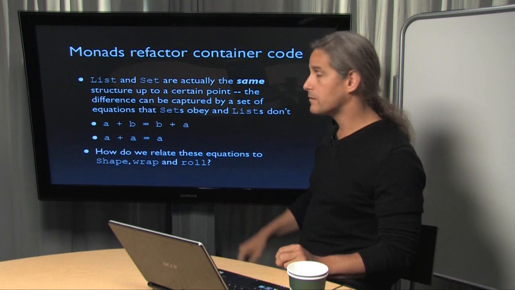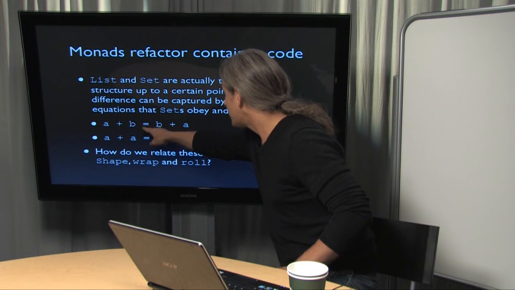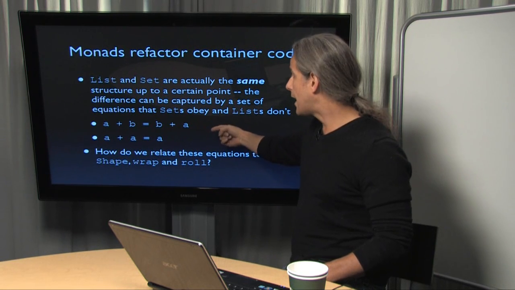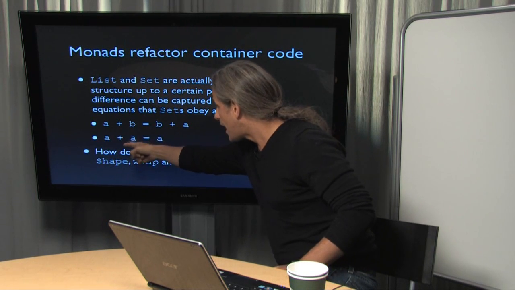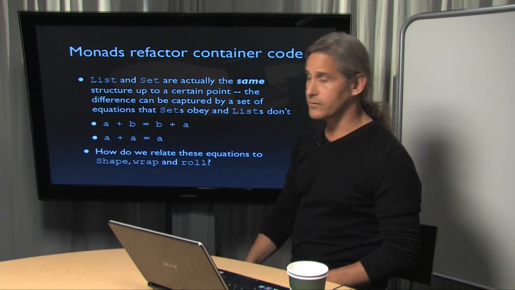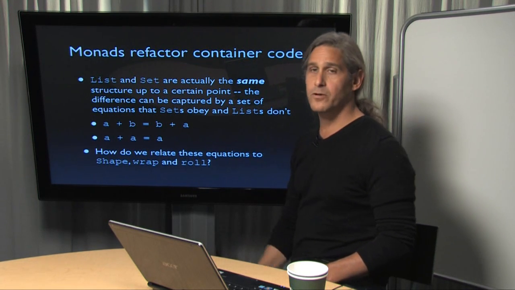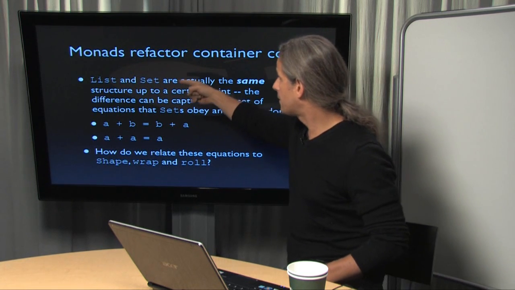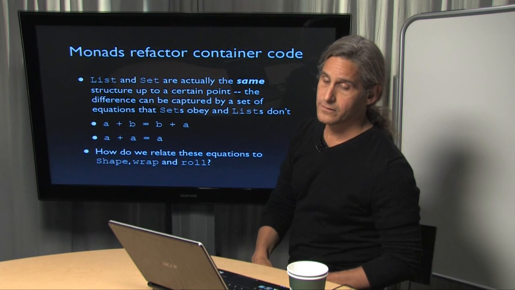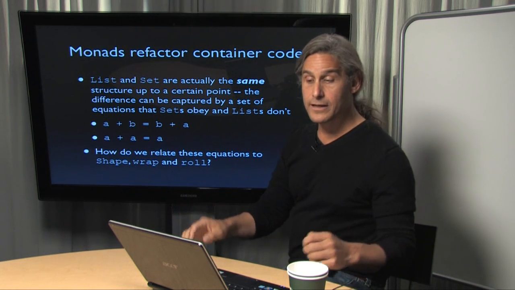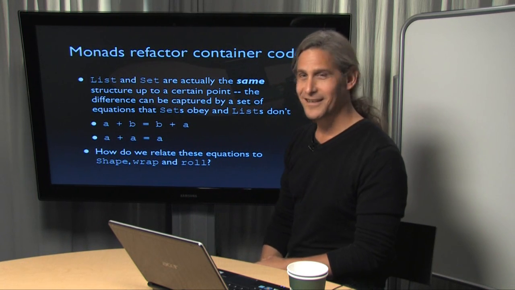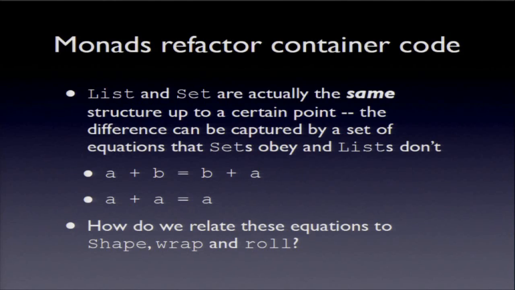So the first equation says A plus B is equal to B plus A. So there's some kind of commutativity going on here. And there's also, if you add an A to an A, you get back an A. This is sometimes known as idempotency. So commutativity and idempotency are true of set and not true of list. So how am I going to relate this to shape, wrap, and roll? Where does this plus come from? What's the notion of equality? And why is it related to the shape, wrap, and roll?